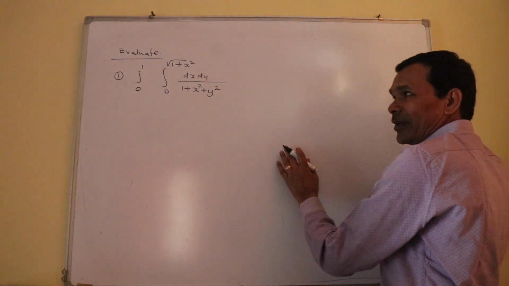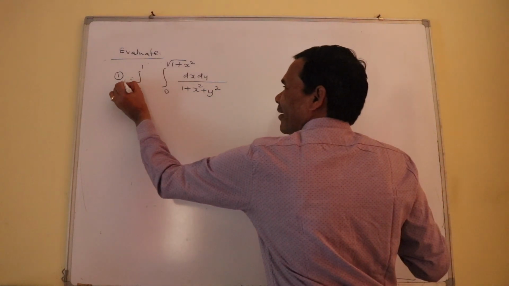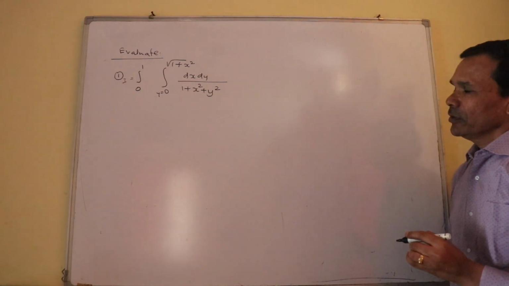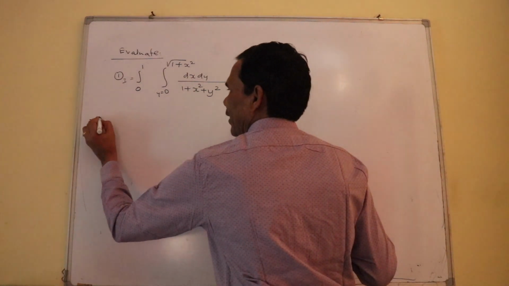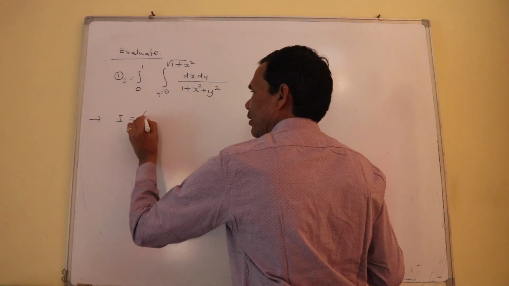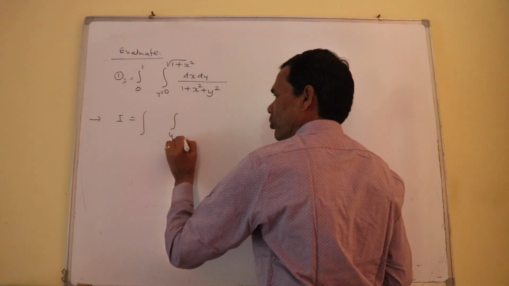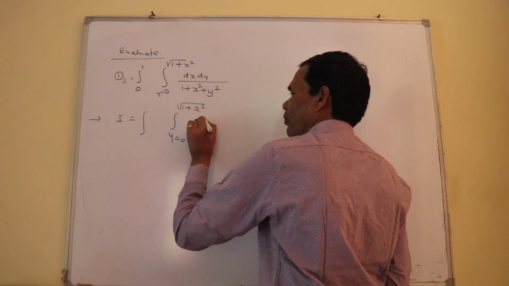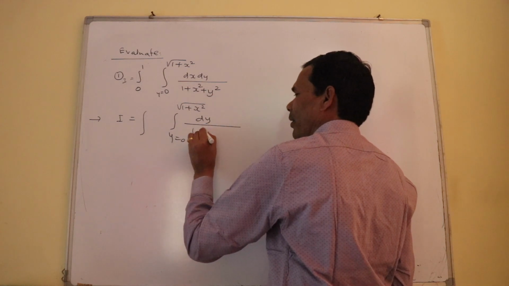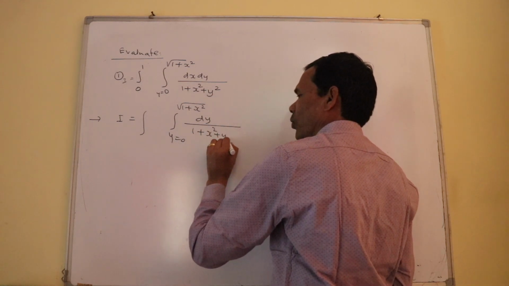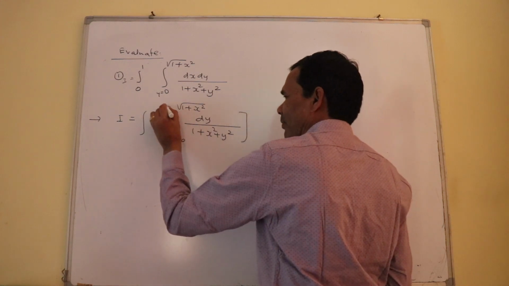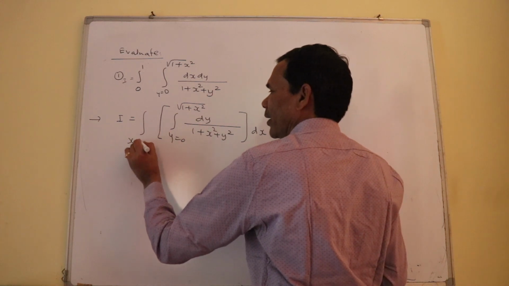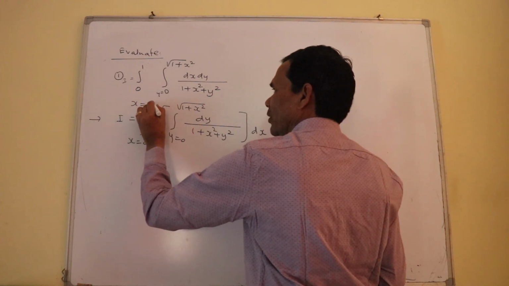So it is very clear. This is say I, and these are the limits for y here, because y is a function of x. So I can write this as I is equal to the integral from y is equal to 0 to root of 1 plus x square. These are the limits for y. So first with respect to y, divided by 1 plus x square plus y square. Because y has variable limits, y as a function of x, and then with respect to x, over the limits x is equal to 0 to x is equal to 1.